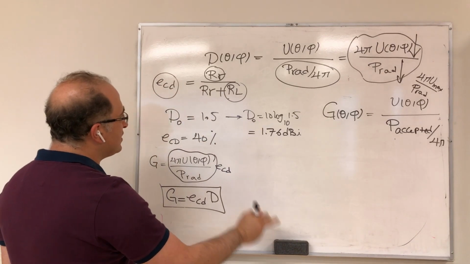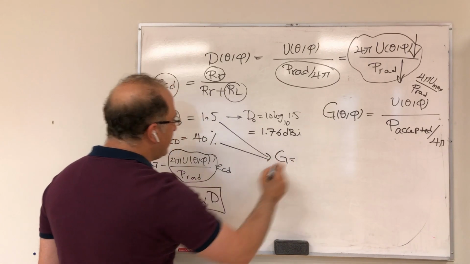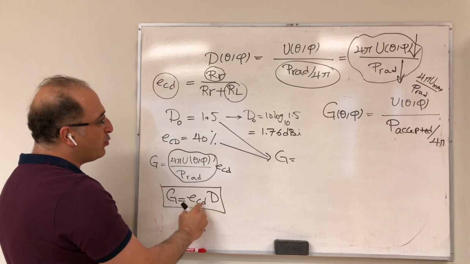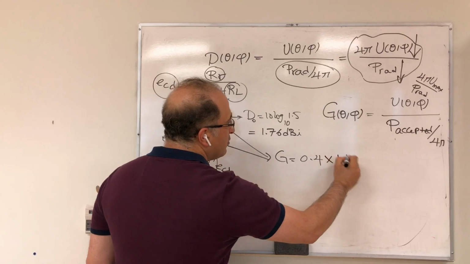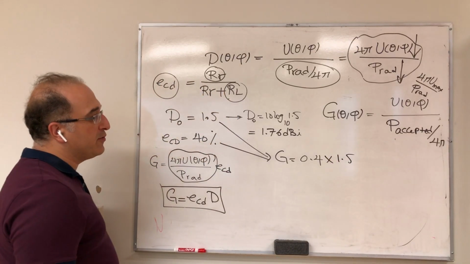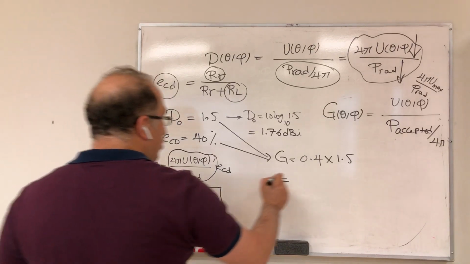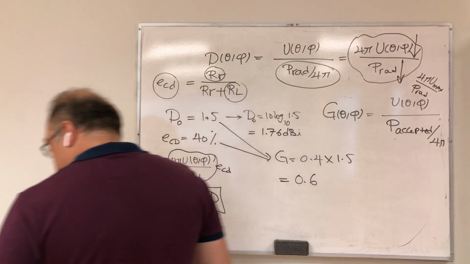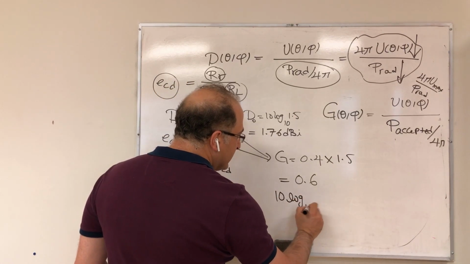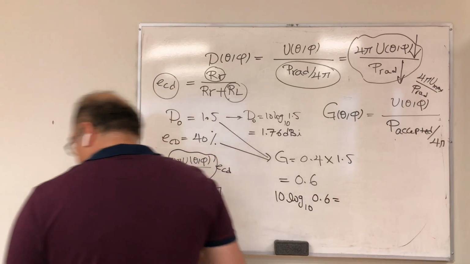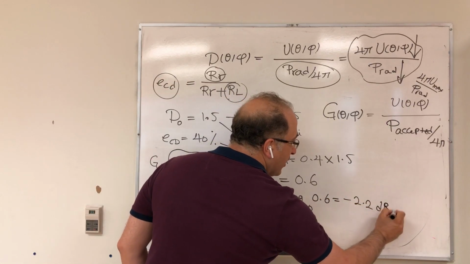And therefore, now we can use these two to find gain. Gain becomes 40%, which is 0.4, times 1.5. So that would be our gain, which in this case becomes 0.6. And if I take the dB, it's going to be 10 log base 10 of 0.6, and that's minus 2.2 dBi or dB.